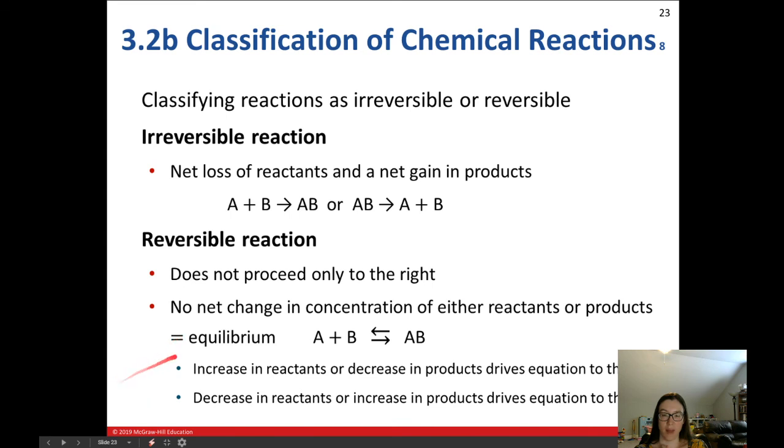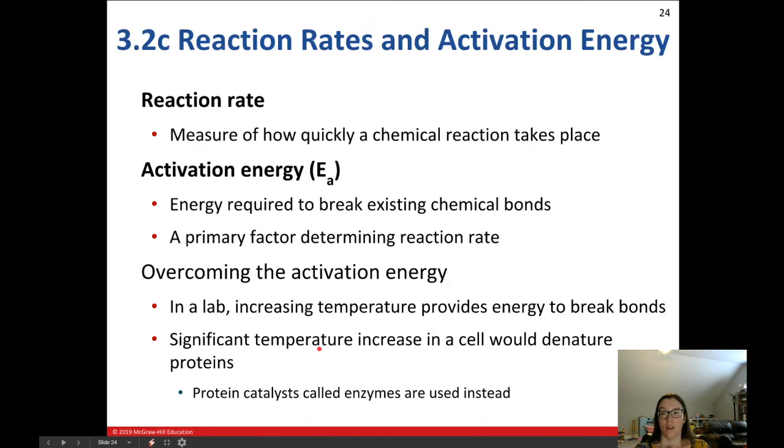This concept is going to come back. We're going to talk a little bit about it again in 169. So just remember that these reversible reactions are going to remain in equilibrium. An increase in reactants or a decrease in products is going to drive the equation over to the right, whereas a decrease in reactants or an increase in products is going to drive the equation over to the left. There is a good table in your book that goes over all the different classifications of these reactions. You can use that table to organize your thoughts.